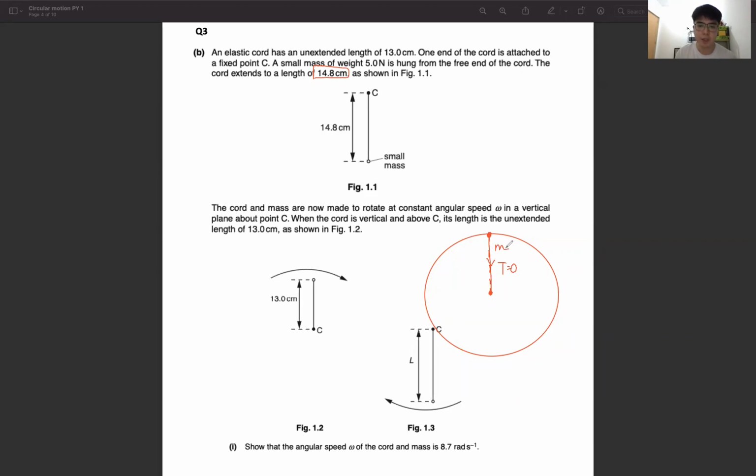So we have mg equal to the centripetal force. We can write F centripetal equals mg, that is m r omega squared equals mg. Cancel, cancel, and you can find the angular speed: omega equals square root of g over r. You should be able to get this 8.7 radian per second.